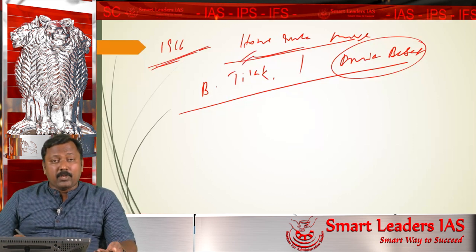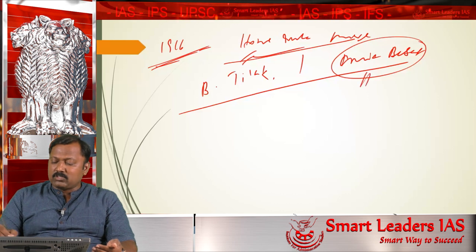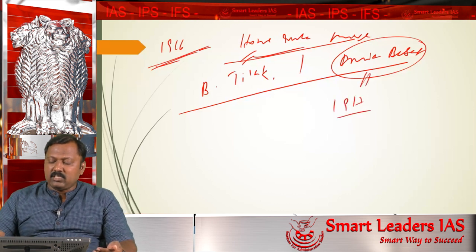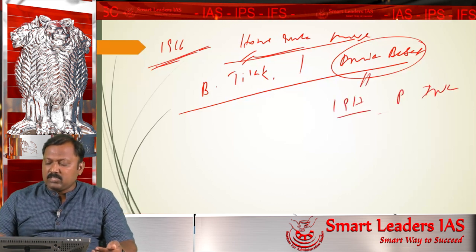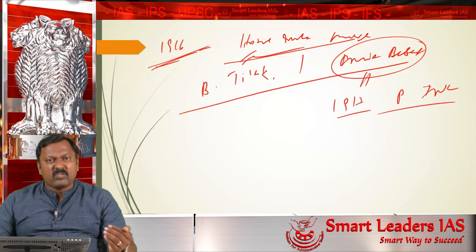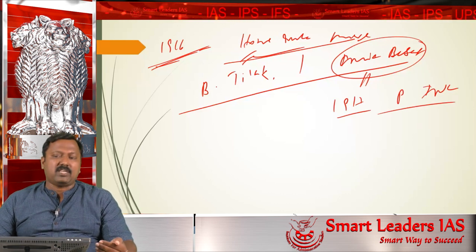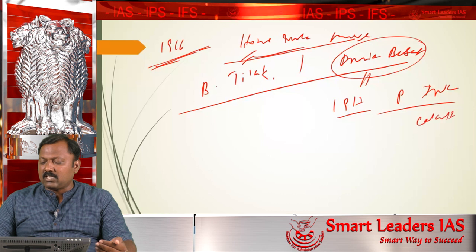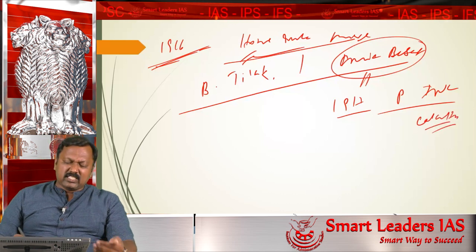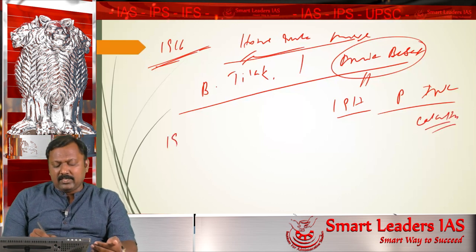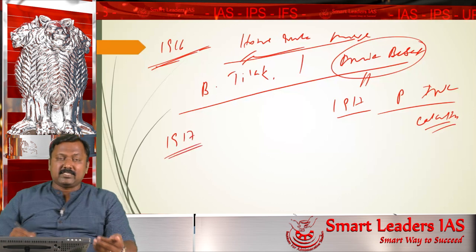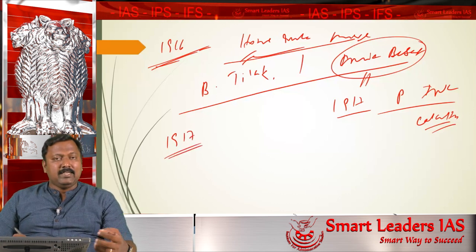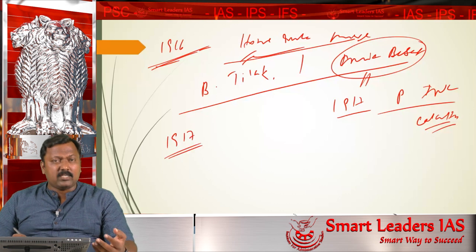And because of the popularity of the Home Rule Movement, in 1917 Annie Besant became the president of the Indian National Congress. She became the first woman to become the president of INC, and it happened at the Calcutta session. Next, we have another important event in 1917, because it is during this time Gandhi begins to take part in the national movement.